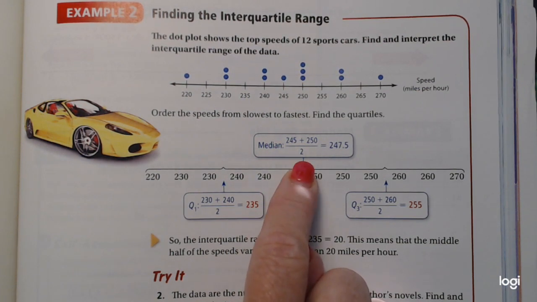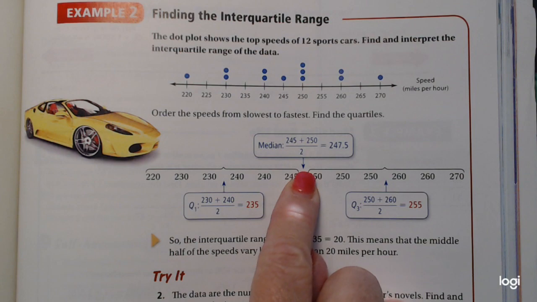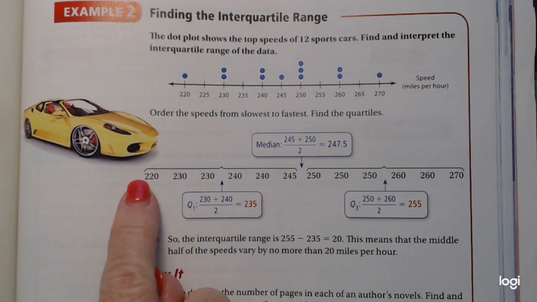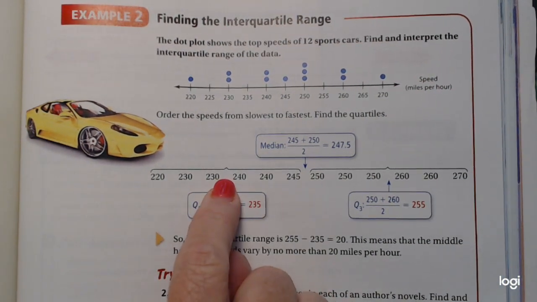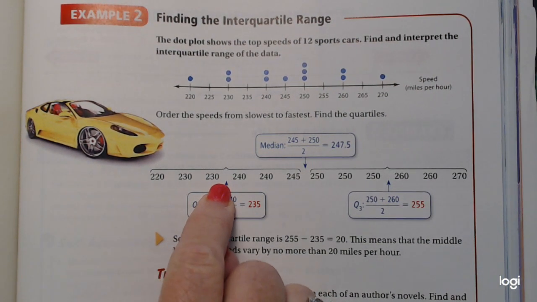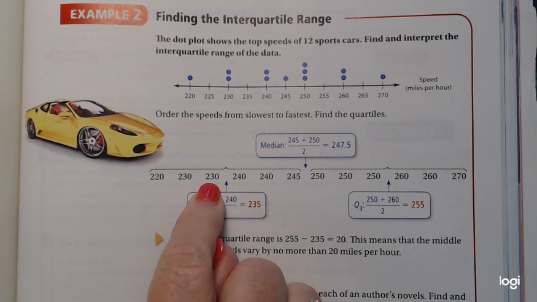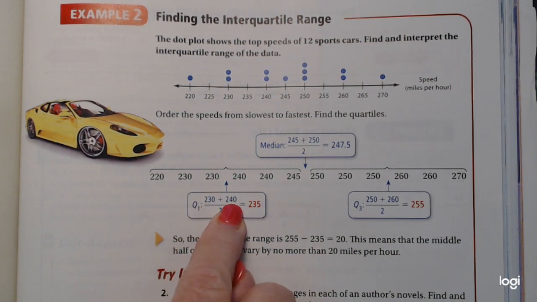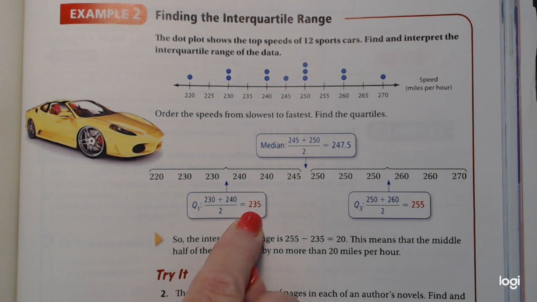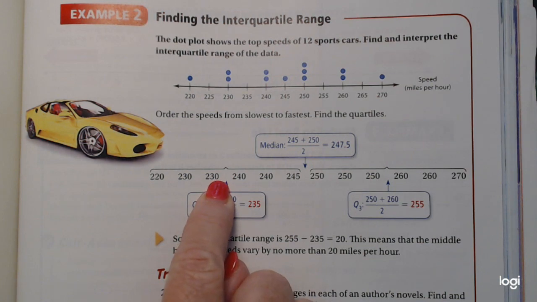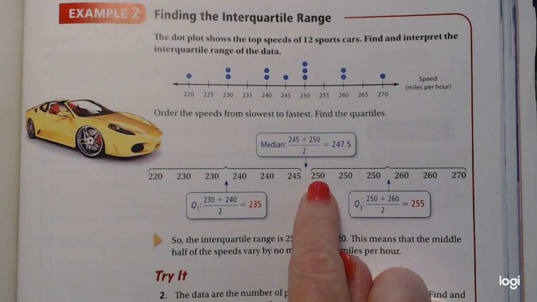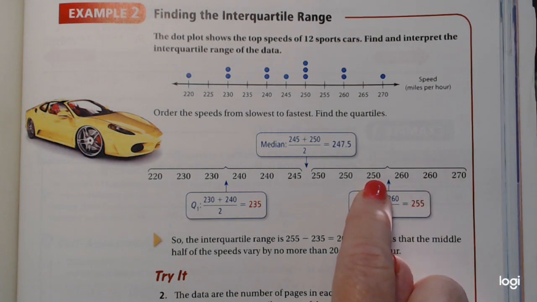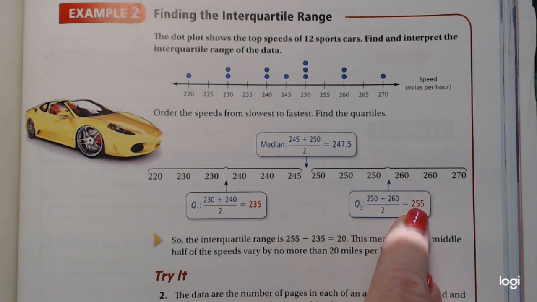Once we find the median, remember, we're trying to find quartiles. I have to take my lower half and I have to divide it in 2. Well, there's 6 numbers. The middle is going to be right here. There is no number. Some of us know what comes between 230 and 240. Some of us have to solve 230 plus 240 divided by 2, and we found out our quartile 1. We did the exact same thing with our speeds from 250 to 270. Here's our middle, quartile 3. What comes between 250 and 260 is 255.